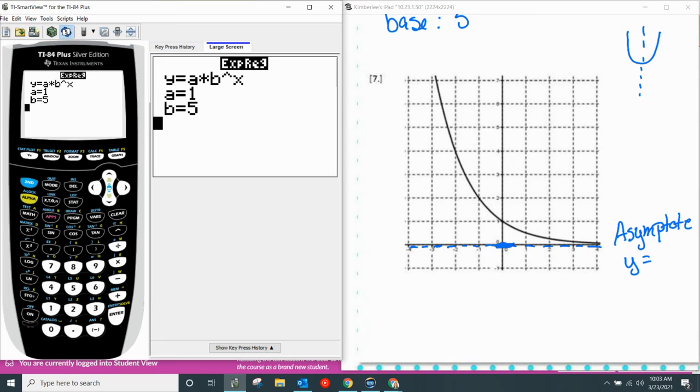It's going through 0. Now, they don't always go through 0. We'll see some more in a minute that aren't going through 0. Okay, so let's try to find our y-intercept here, and then let's try to find the base. That's what we're trying to find.